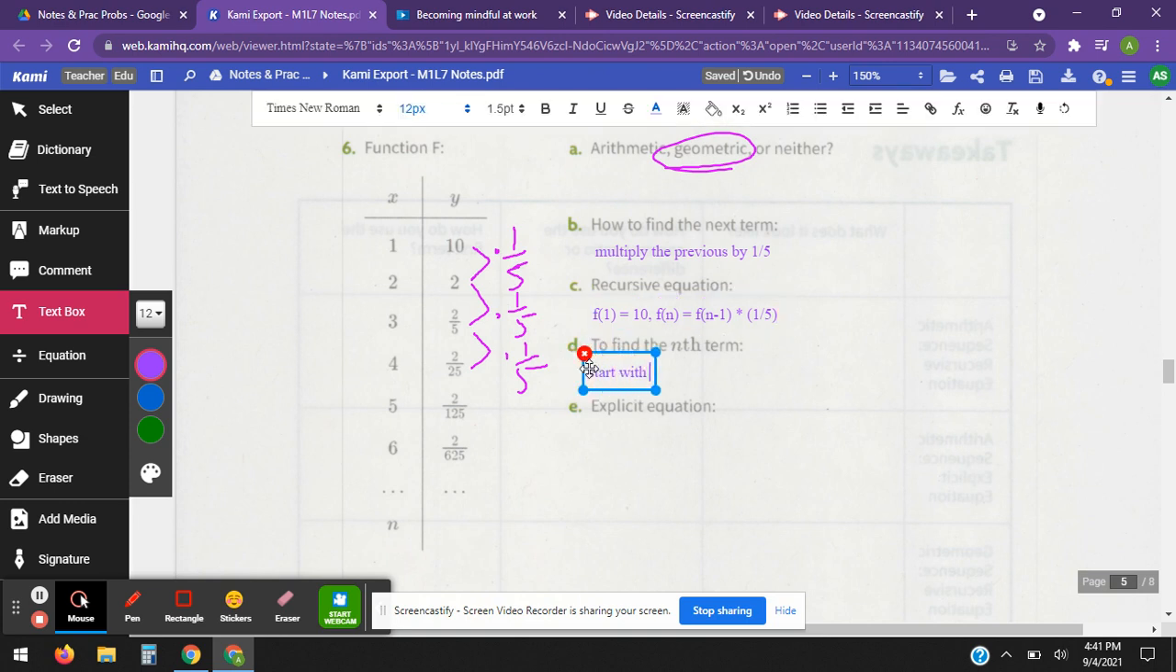All right. So I'm going to start with 10 and multiply by 1/5. I'm actually going to do it n minus 1 times. Again, just like on all of the others, the first one doesn't need 1, but the second one only needs 1. The third one only needs 2, etc., etc. All right, so f of n equals, starting with 10, I'm going to times my 1/5 to the n minus 1 power.